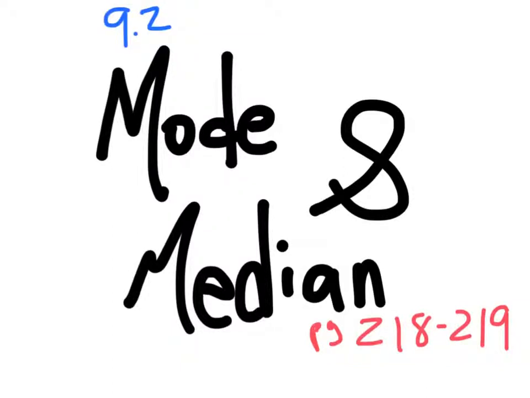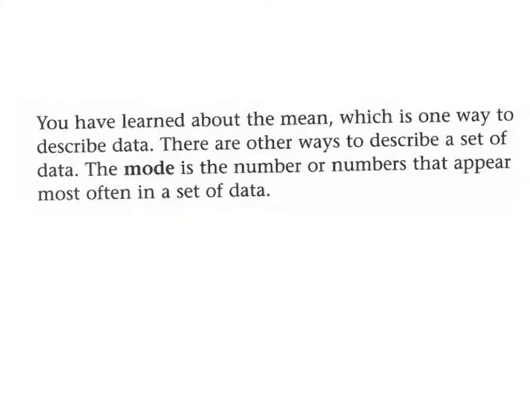Today we're going to be working on Chapter 9, Lesson 2, Mode and Median, on pages 218 and 219. So yesterday we learned about mean, right, which is one way to describe data. It's when we added up all the items in a set and then divided it by the total number. But there are more ways to describe a set of data, and we've got mode.